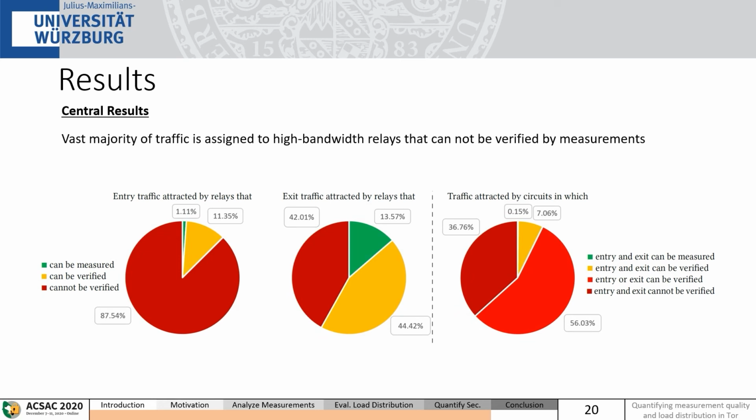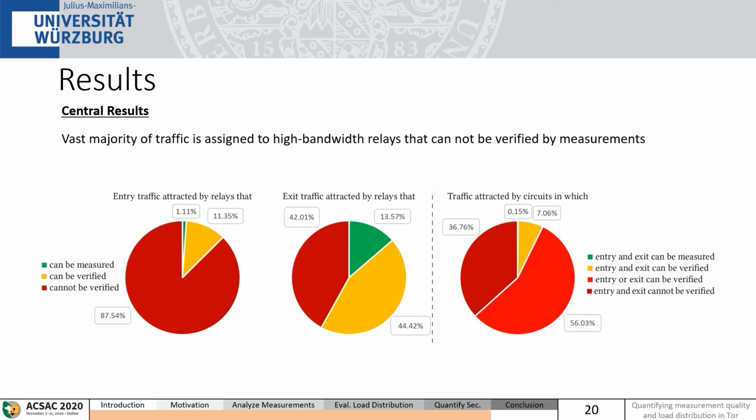However, even when using these assumptions, the results are concerning. Under this assumption, almost 90% of entry and 40% of the exit traffic is currently attracted by relays whose bandwidth cannot be verified by measurements. Looking at the whole picture, more than 90% of Tor's traffic is assigned to circuits in which either the entry or the exit relay cannot be verified by measurements.